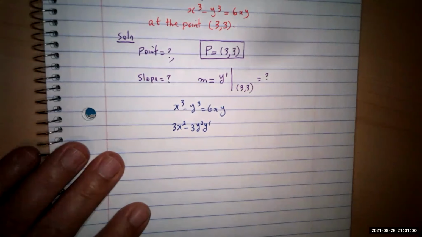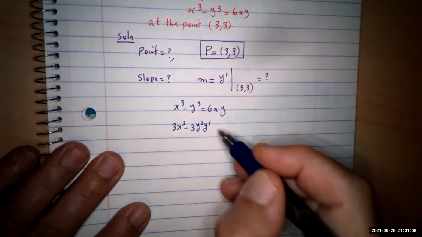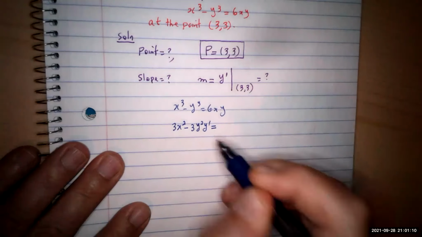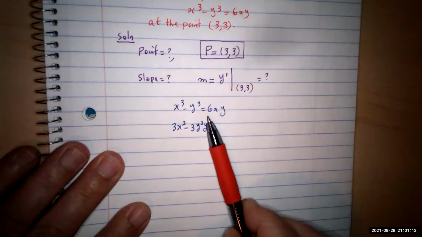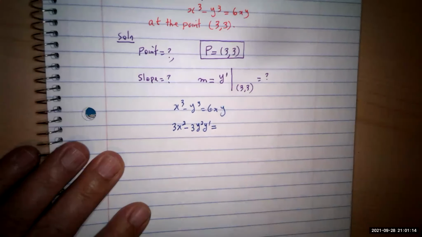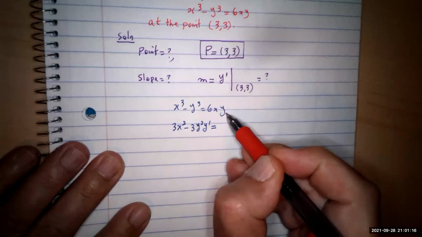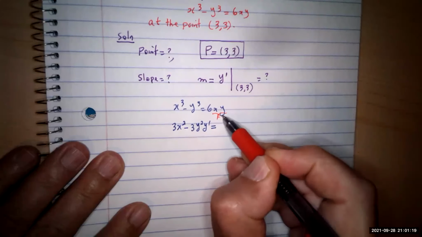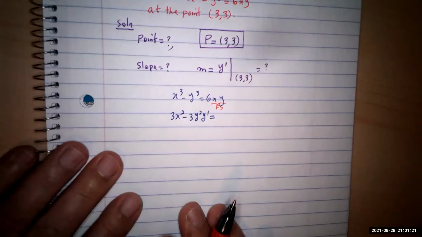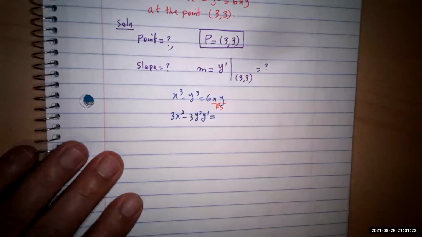So the derivative of x cubed is 3x squared. It's done. But the derivative of y cubed, the power rule first, 3y squared times y prime. Now the tricky one is this side. It is the product of two functions, so we have to apply the product rule: derivative of the first times second, plus derivative of the second times first.